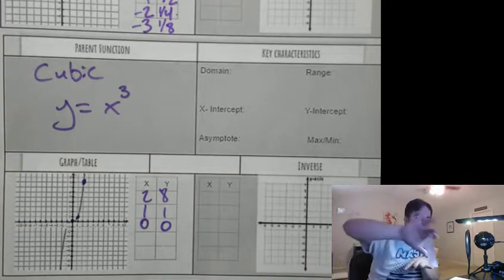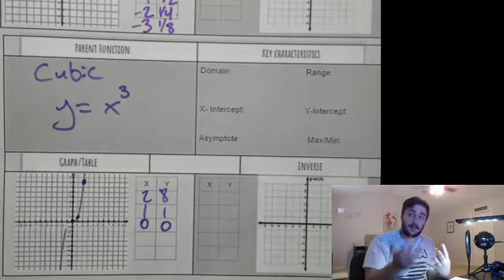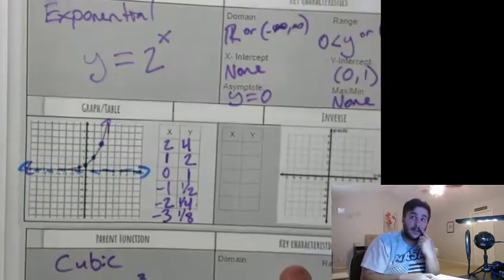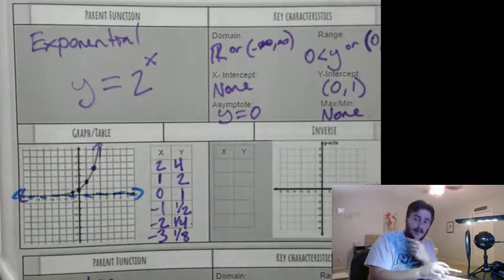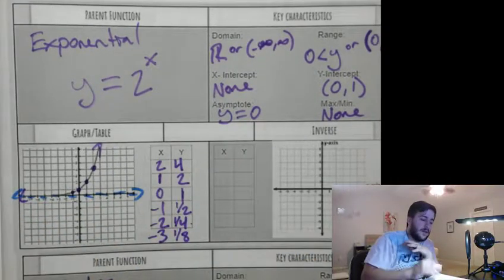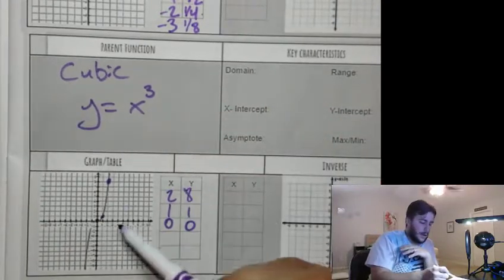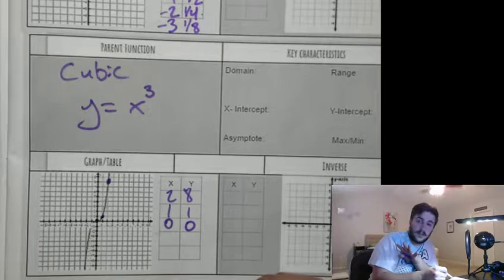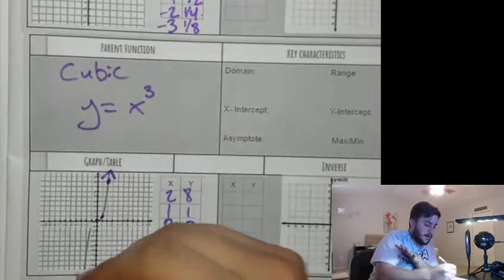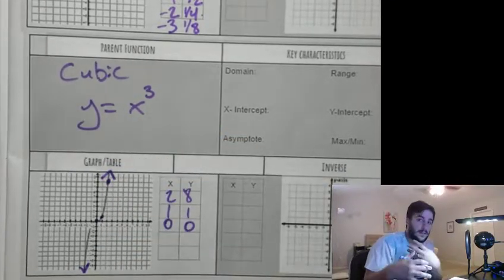What's different about this one compared to, say, exponential? Exponential goes up really fast, but if you go to the left, it flattens out. This one, going to the left, doesn't flatten out or anything. It kind of just goes down like crazy. Oh, we're forgetting arrows as usual. Arrows, because it's going to keep going.